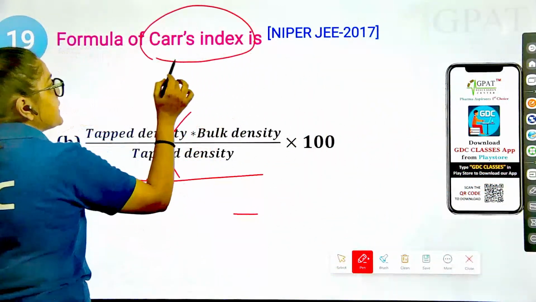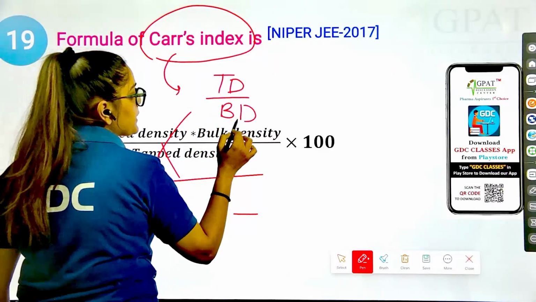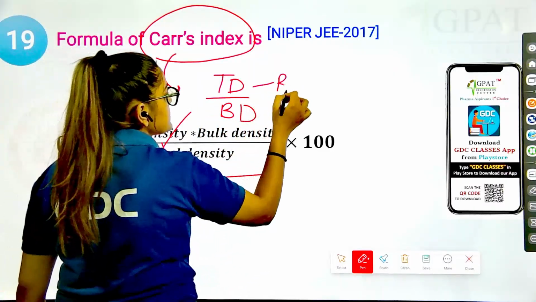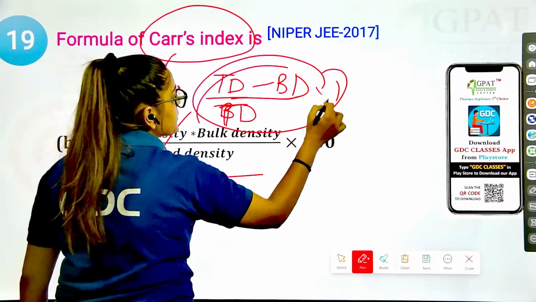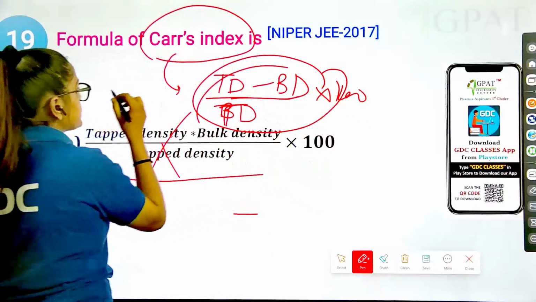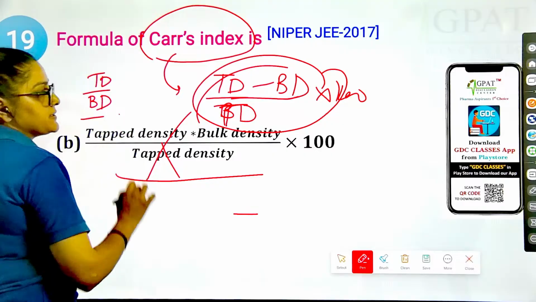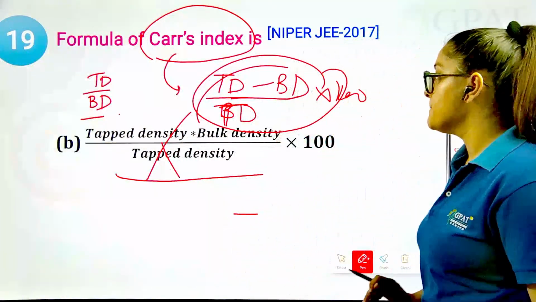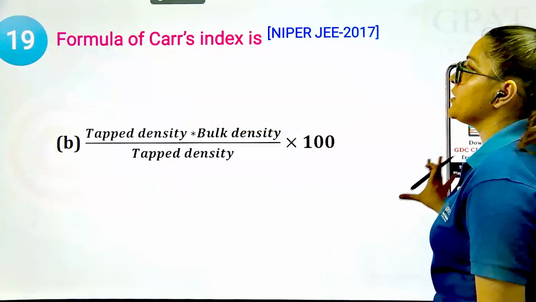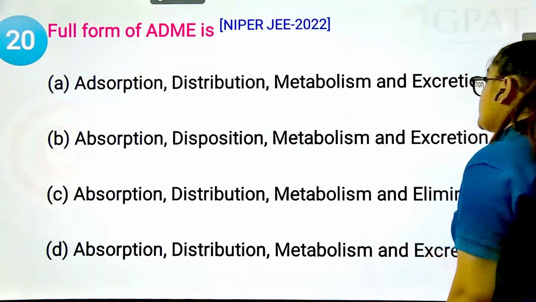For the Carr's index, it is tap density minus bulk density upon tap density into 100. This is going to be the formula for your Carr's index. For the Hausner ratio, it was tap density upon bulk density. So the correct answer any which way will be tap density minus bulk density upon tap density into 100. Correct.